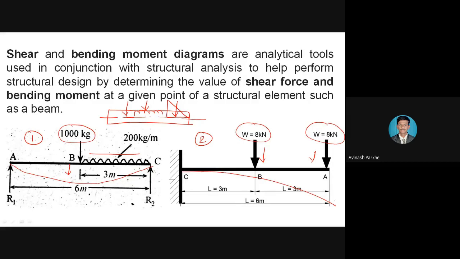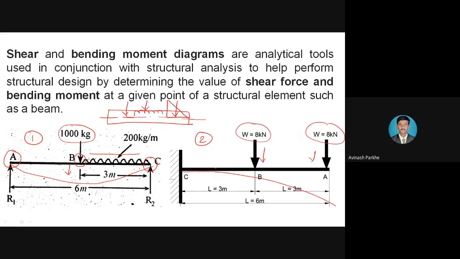If the beam is subjected to a number of forces which are perpendicular to the axis of the beam, the bending takes place. In addition to that, shear force is also developed in that beam. In figure number 1, shear force is developed at point A. Similarly, some shear force will be developed at point B, and similarly at point C.